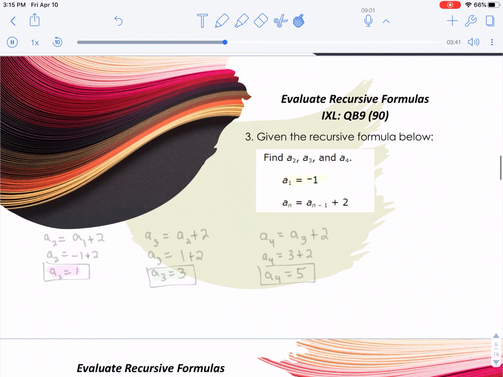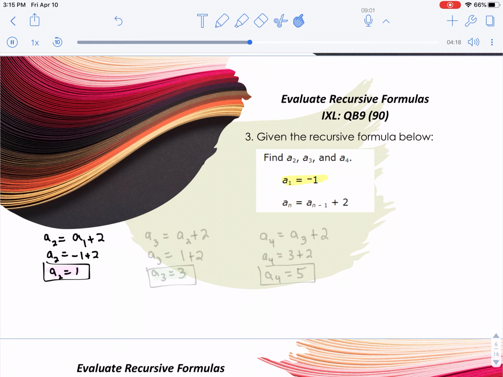Given the recursive formula below, find a sub 2, a sub 3, and a sub 4. All right. A little bit different this time because we have a negative involved, but don't let that scare you. We're going to find a sub 2. So a sub 2 is a sub 2 minus 1. 2 minus 1 is 1, so a sub 1 plus 2. And I know a sub 1, they gave it to me. That's a negative 1. So a sub 2 is a negative 1 plus 2. So a sub 2 is a positive 1.